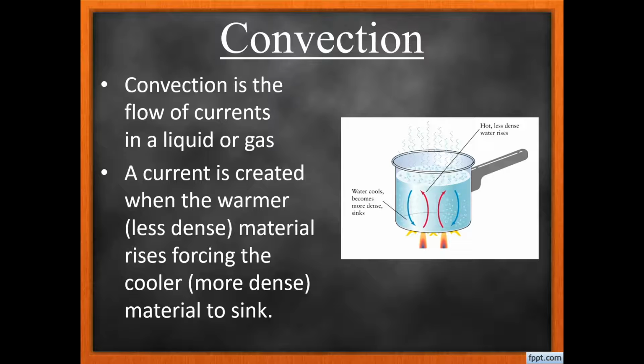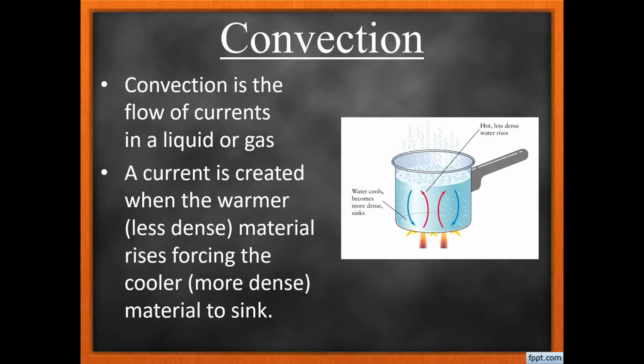Convection occurs whenever something is getting hotter and rises to the surface. Because it's rising to the surface, this causes the cooler material to fall down and get heated up. So you can see that as the water gets hotter, it becomes less dense and rises to the surface. And as the water near the surface becomes cooler, it sinks down to the bottom next to the fire.